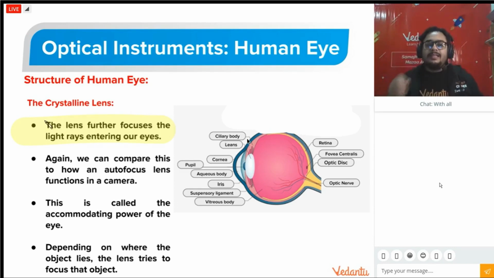So next thing is the crystalline lens. It further focuses the light rays. Again, we compare to the autofocus of the camera. So basically it changes its focal length so light can form an image on our eye. Okay. Depending on where the object lies, lens tries to focus on the object. So you might have seen in movies, we can focus the camera.